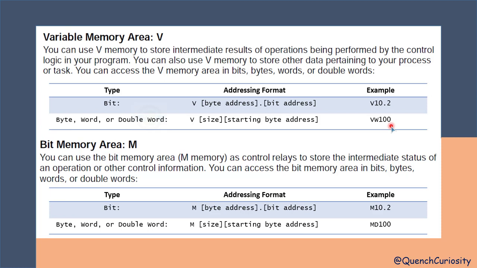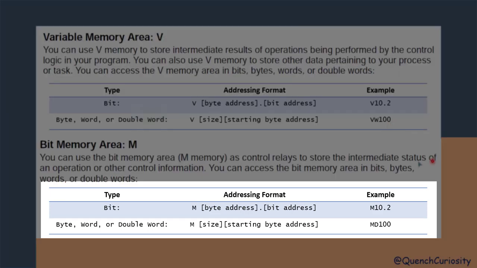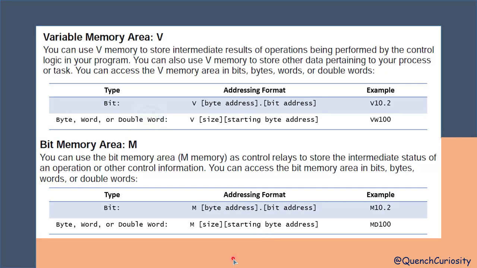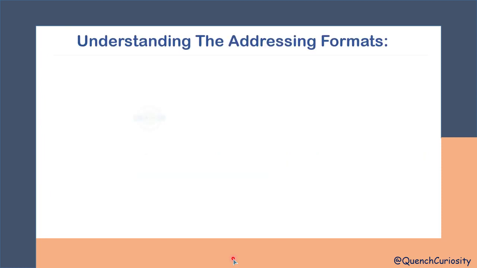However, we can access the bit memory area in bits, bytes, words or double words. As we can see, the addressing format is similar to our variable memory area. That is, for bit, file letter M followed by byte address, dot, then followed by bit address. For byte, word or double word addresses, we will be using file letter M, size and the starting byte address. Now let's jump to our next slide and see how this actually works.